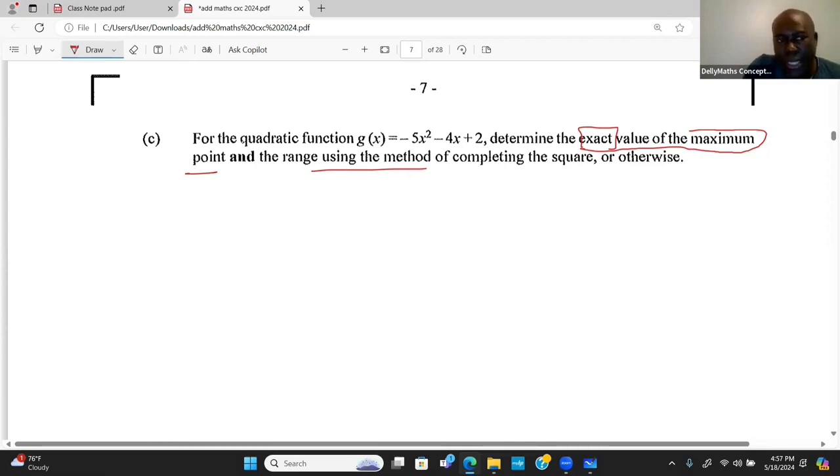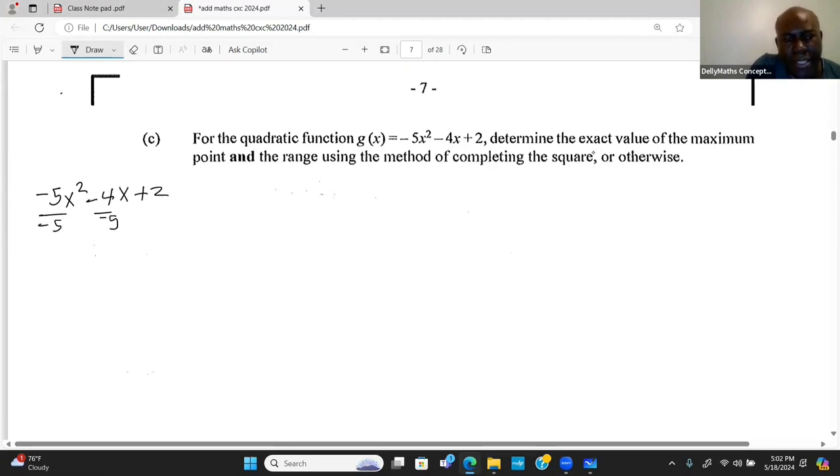I'm just going to do it one way. Let us go through this. What we have here is negative 5x squared minus 4x plus 2. I'm going to divide throughout by negative 5 because I want the coefficient of the square to be a 1.